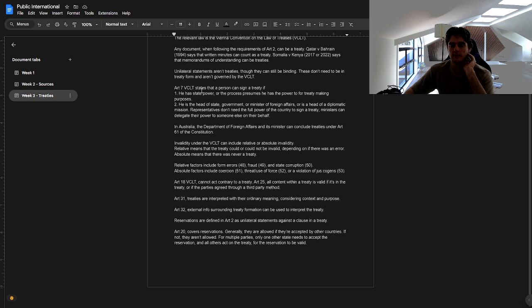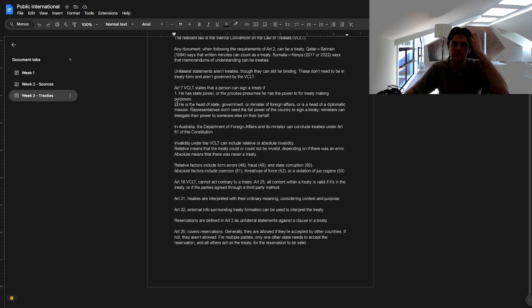So Article 7 outlines who can sign a treaty. It's generally the people with state power, or the process presumes that they have state power. So in Australia, I believe it's the Minister of Foreign Affairs. So that's who can do it in Australia. In America, the Senate can, if 2/3 agree that they're going to sign a treaty, or the President can just override that. That's why Trump got out of the Paris Agreement, and then Biden got back in, and then Trump got back out. That happened because the President can just decide to do that. In Australia, it is the Minister of Foreign Affairs, as I said.